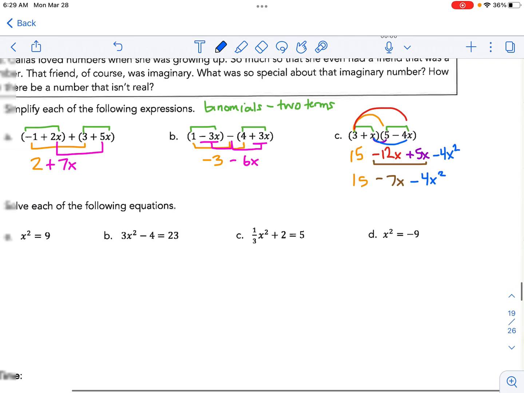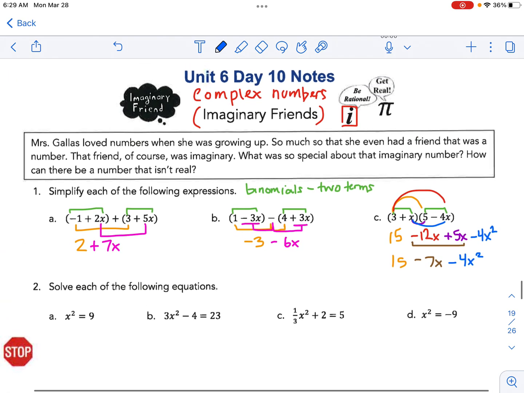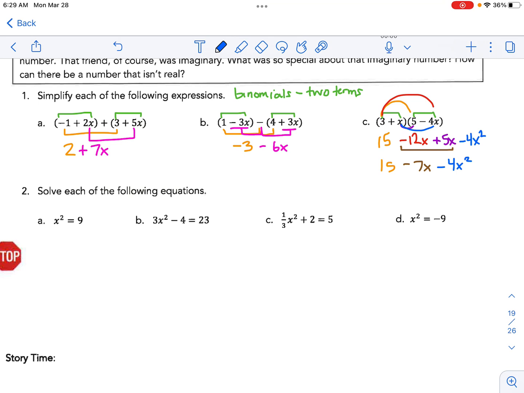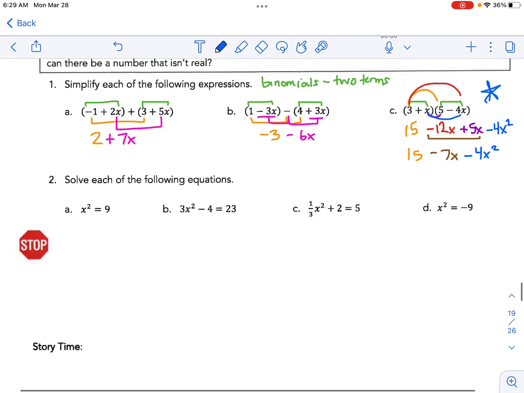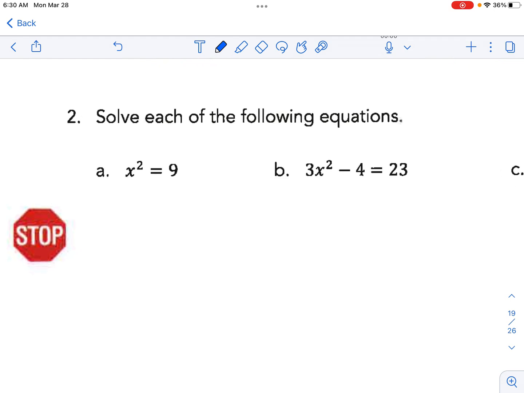It's just combining like terms with binomials. We haven't really even started talking about these imaginary friends, so to speak. And of course, when we multiply things, like in part C, we make quadratics. And as you can see down in question 2, we're solving quadratics. We were familiar with this technique.